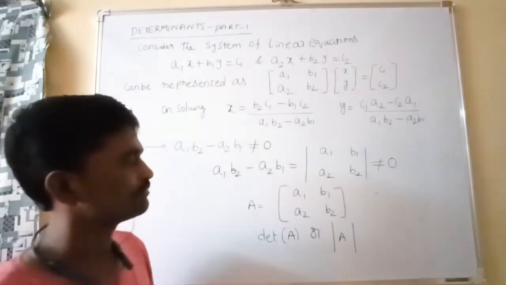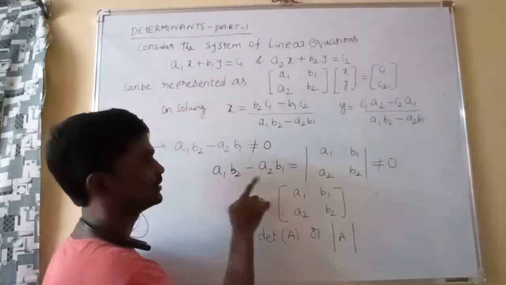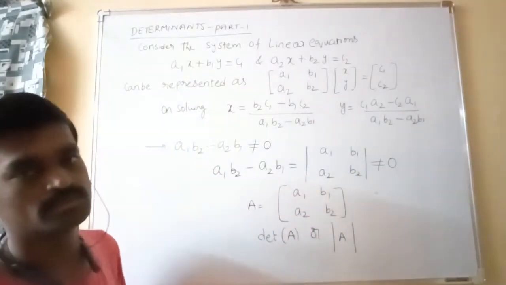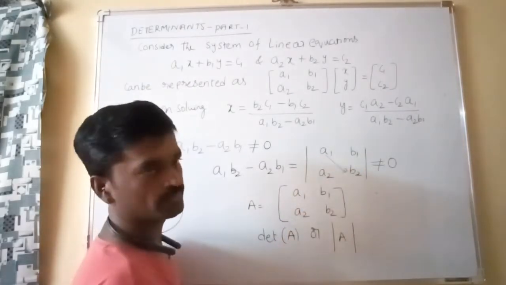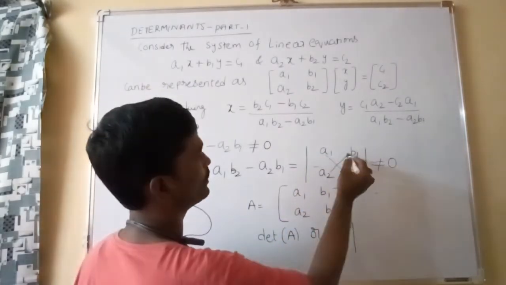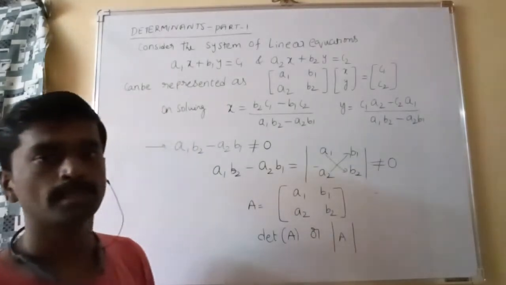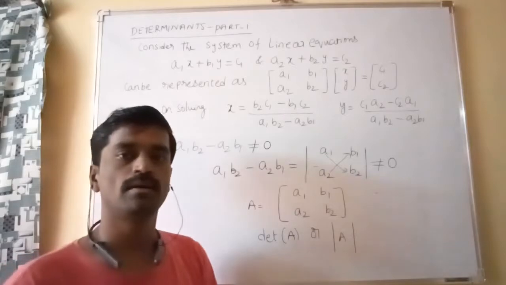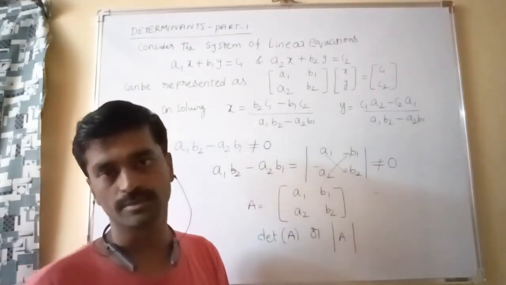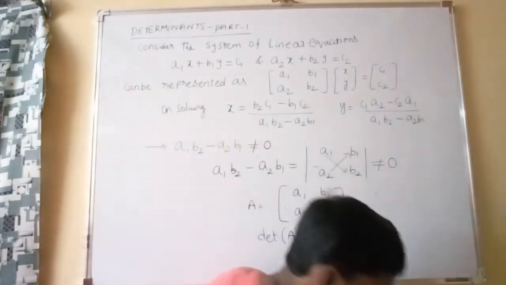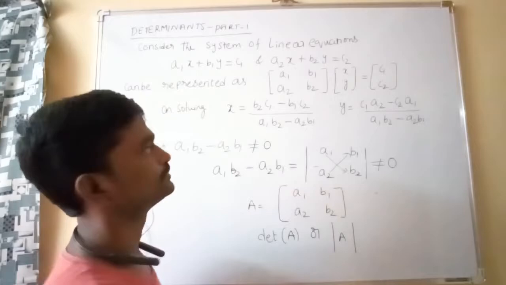Thus the determinant of a1 b1 a2 b2 is equal to a1 b2 minus a2 b1, just cross multiplication. So a1 into b2 minus a2 into b1. And you know how to expand a 3 by 3 determinant, that means a determinant of order 3 by 3. Next I'm going to discuss minor and cofactor.